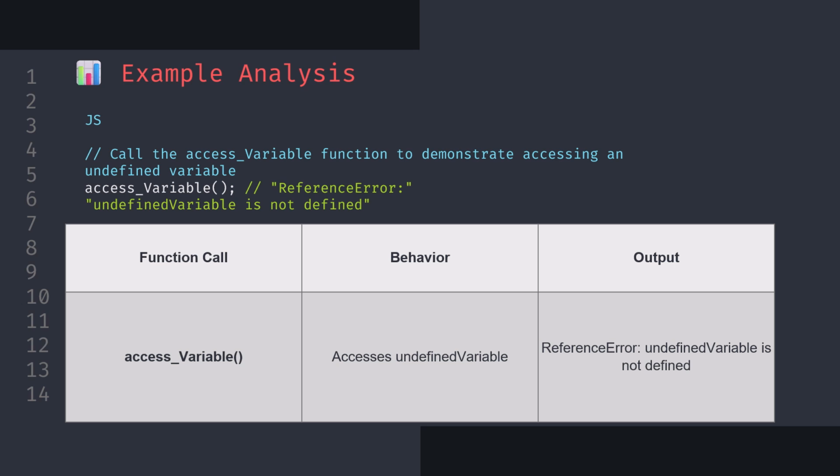In our example, we call accessVariable once. Inside the function, it tries to log a variable that was never declared. That triggers a reference error, and the catch block prints a clear message about it. The script doesn't crash, and we get useful feedback for debugging.